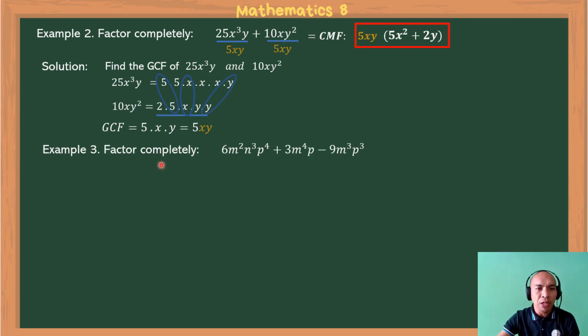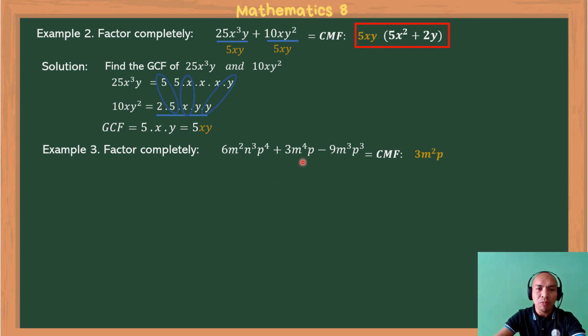Another example. Factor completely 6m squared n cubed p to the power of 4 plus 3m to the power of 4 p minus 9m cubed p cubed. One way of checking the common monomial factor is like this. I'm teaching you another way. The common monomial factor of 6, 3, and 9 is 3. As I said in the previous slide, since each of these terms has m as the variable, that m will be included in our common monomial factor.